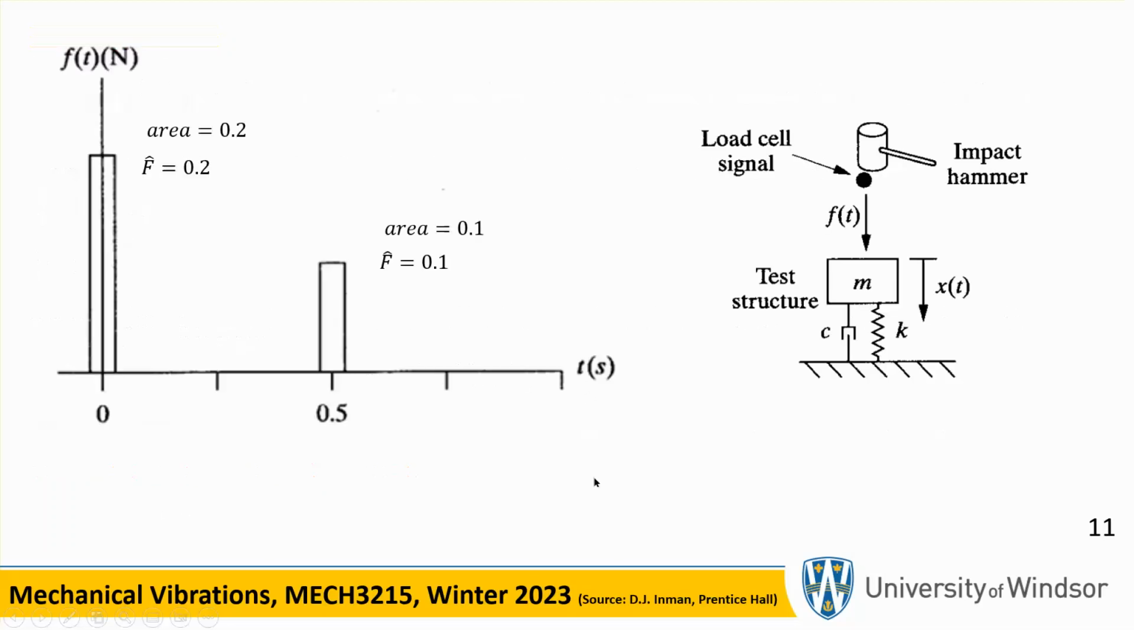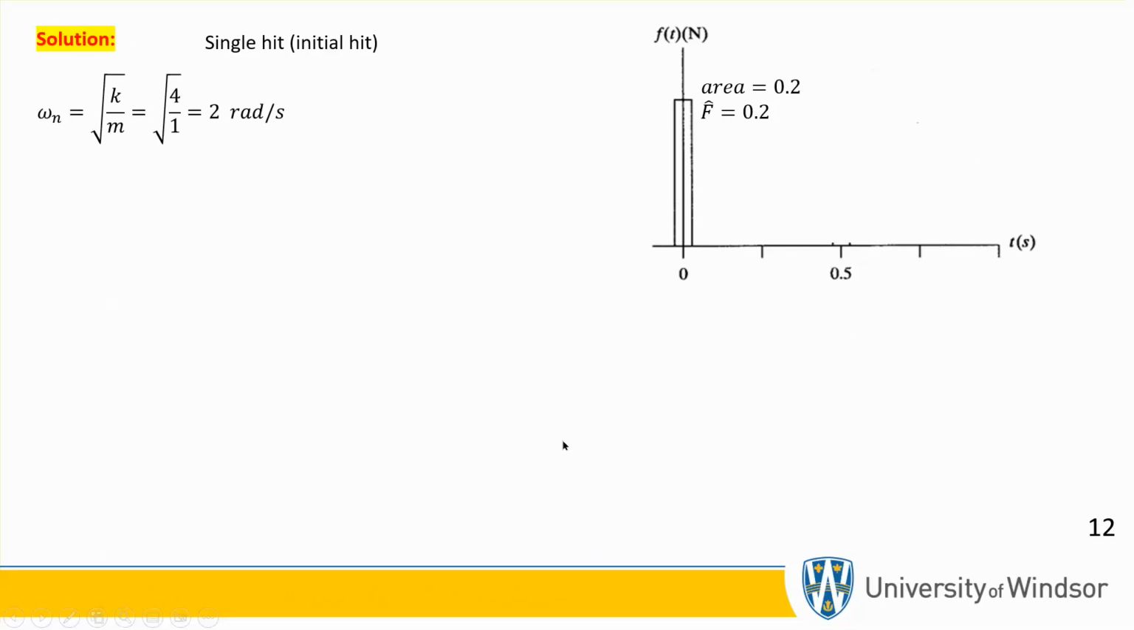Now here is the drawing. This is the first hit. If you think about the delta function, remember, it is 0 everywhere except at t equal to 0, but we can't draw something like that. So you can always think about it as a drawing like this, where the area under it is 0.2. And for the second hit at 0.5 second, the area under it is 0.1. Now let's look at the initial hit.